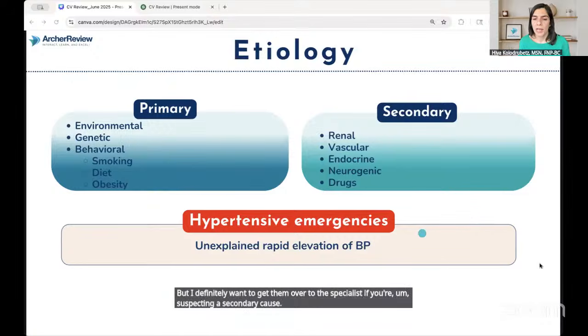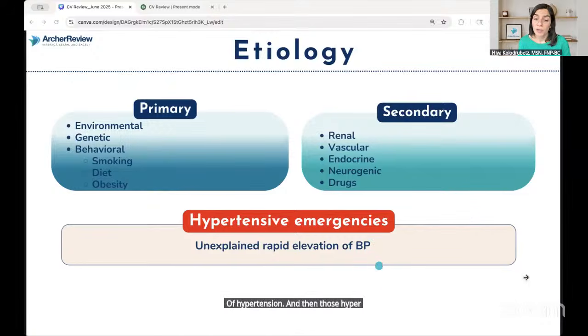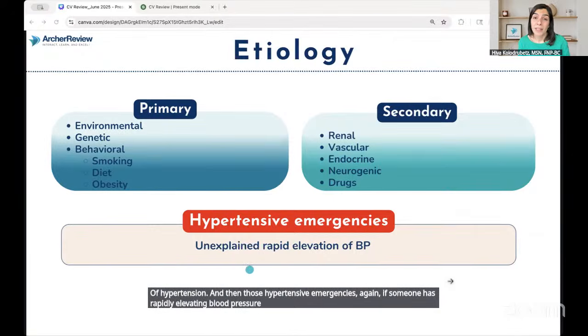of hypertension. And then those hypertensive emergencies, again, if someone has rapidly elevating blood pressure, you absolutely want to ask those questions about end organ damage and get them to the appropriate level of care.